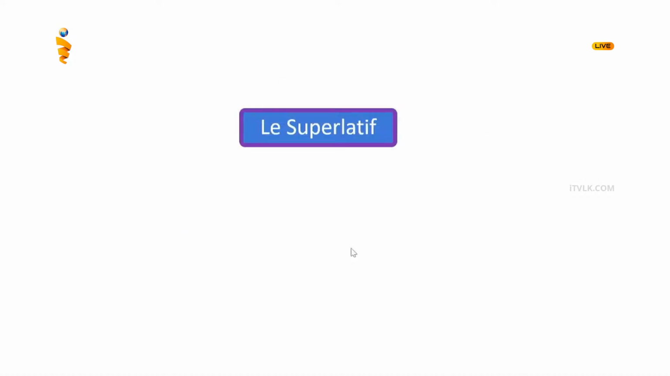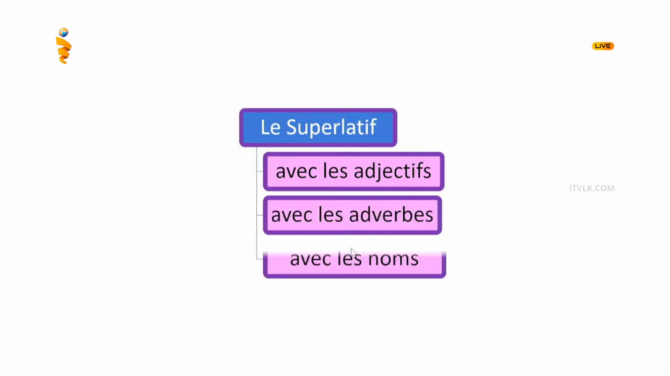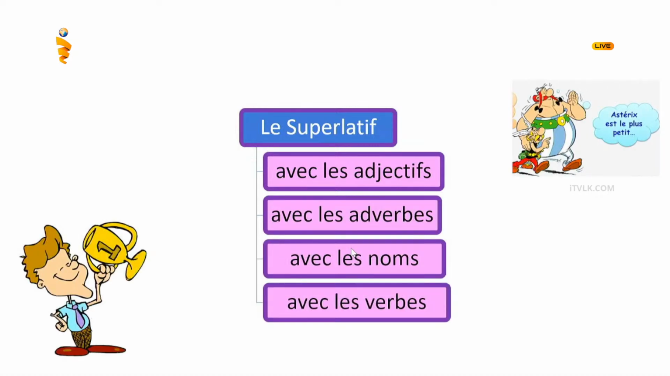Now, we are going for the second part of the lesson, the superlative form. So far we were comparing things. Now we are talking about the superlative. Even in French, we can talk about the superlative in all four forms: with an adjective, with an adverb, with a noun, with a verb. Here we'll just go through these structures. Now it is easier since you know the comparative format.